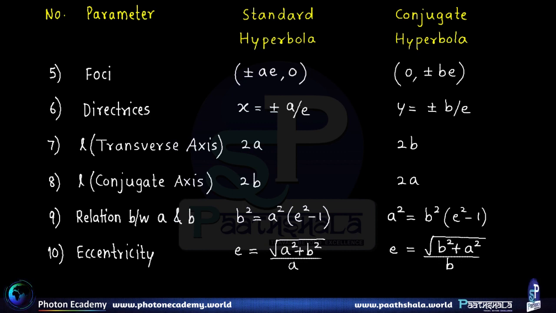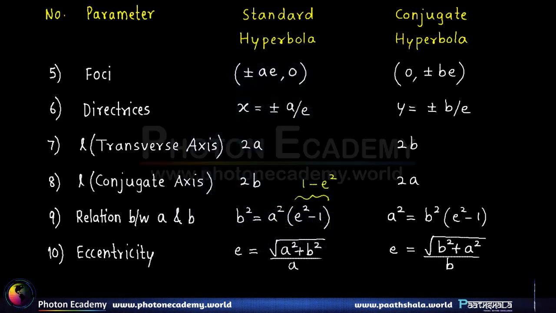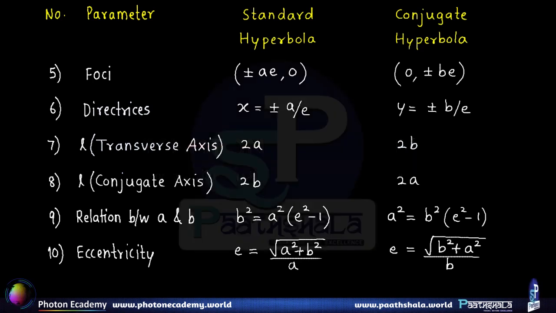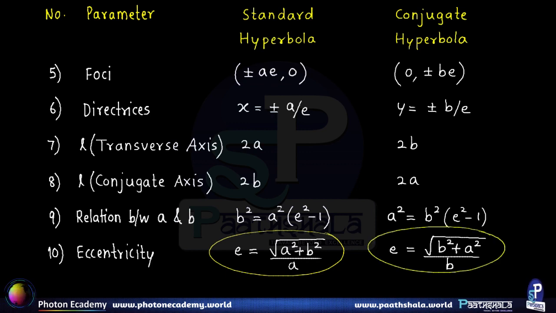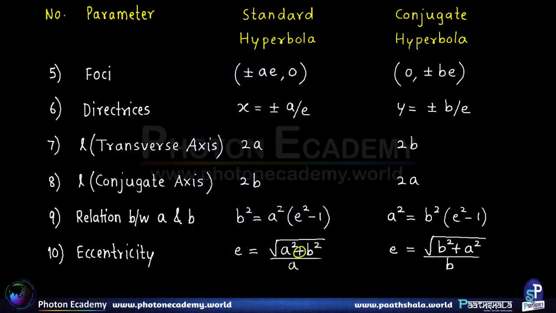Then the relation between a and b. Now in case of ellipse, we had the term 1 minus e square, because in case of ellipse eccentricity is less than 1, but here it is bigger than 1, so therefore we have the expression e square minus 1, and rest of the format is same. Okay. So for conjugate also we have the same expression, except that we have e square minus 1. Then the eccentricity is given by this particular result. So once again the difference is that in case of ellipse we had the sign as minus inside the square root, here it is plus. Okay. Let's go ahead.